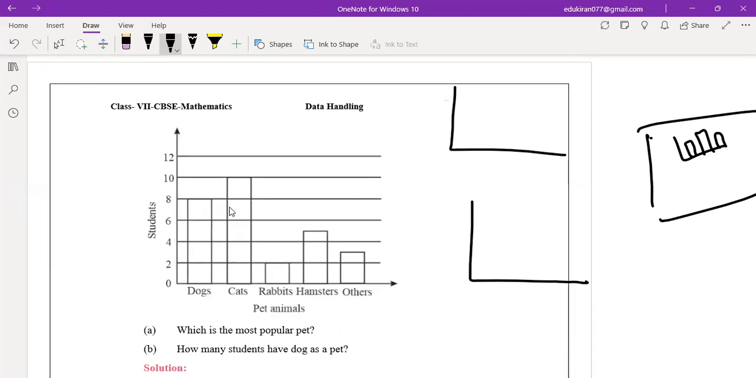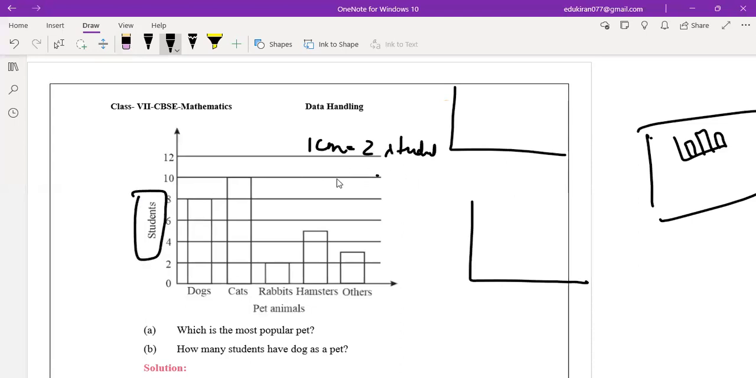Can anyone tell me what is missing? Ma'am, unit. Yes, unit is missing, the scale. 1 unit equals to 1 centimeter, you can write 1 centimeter equals to how many animals? 2 animals. They are talking about animals. Sorry, 2 students. They're talking about students. Clear? Okay, this is students now.